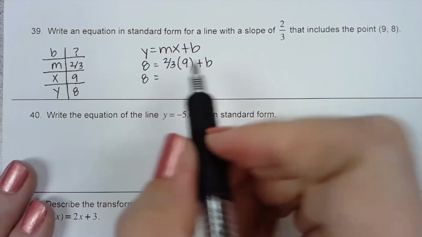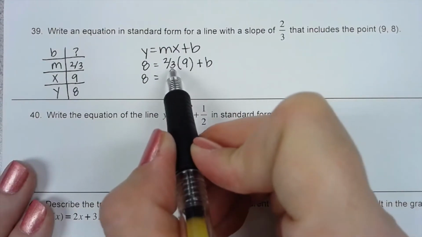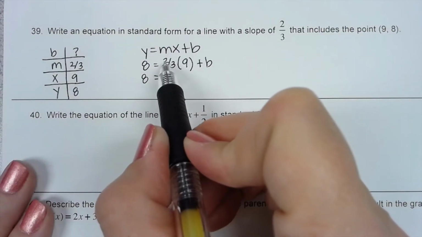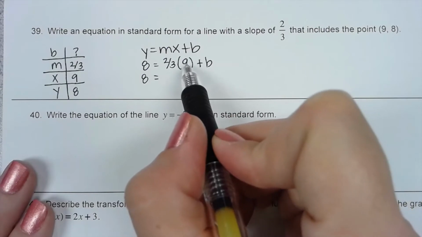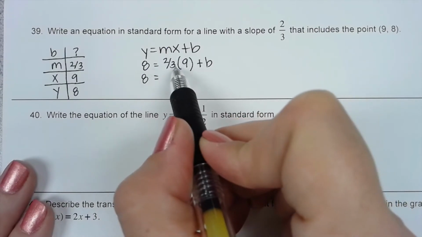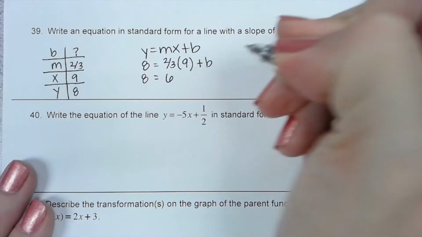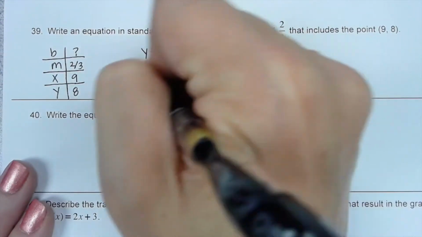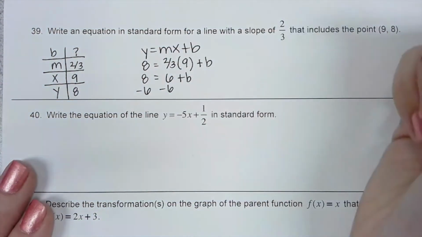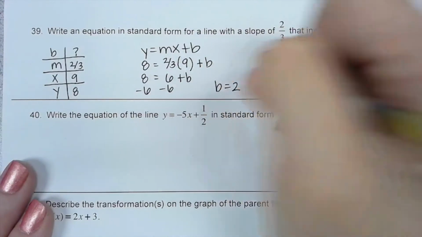2/3 times 9, there's a couple different ways you can do it. You can do 9 divided by 3 is 3, and then 3 times 2 is 6. Or you can do 9 times 2 is 18, and then 18 divided by 3 is 6. But either way you do it, you get 6 as your answer. And then to finish solving for b, I would minus the 6 from both sides. So I'm going to get that my b is 2.